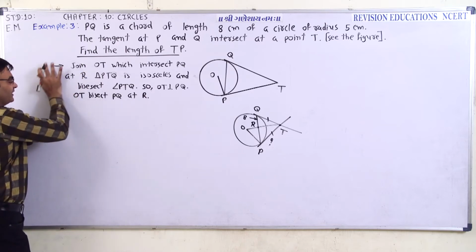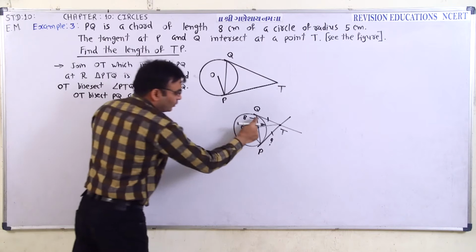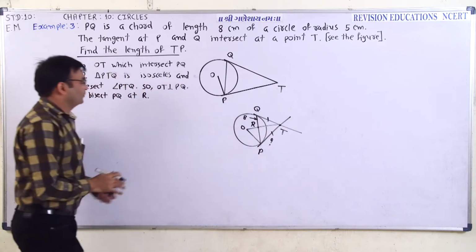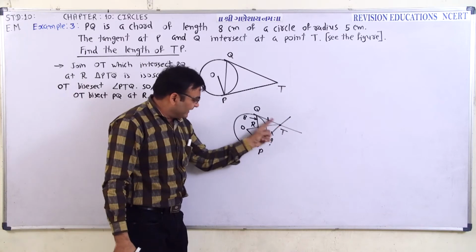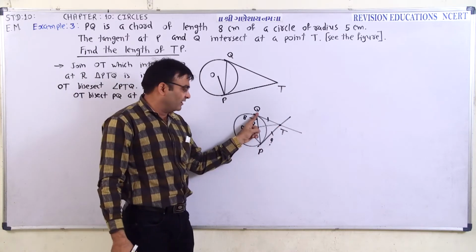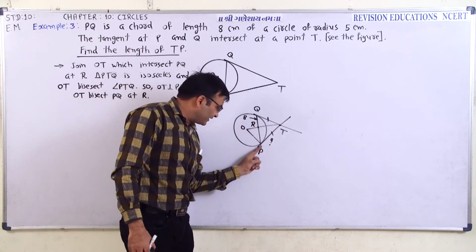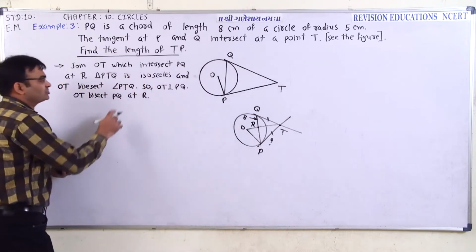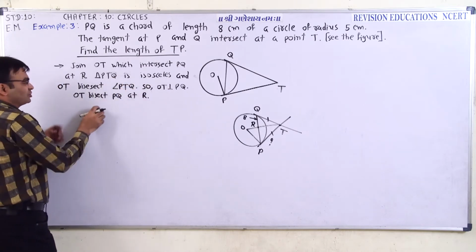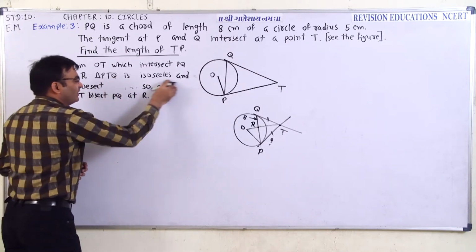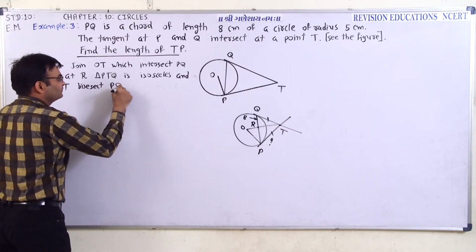OT bisects PTQ. If we write it directly like this, that will also work. Triangle PTQ is an isosceles triangle, so OT bisects PQ. We can also write it directly.